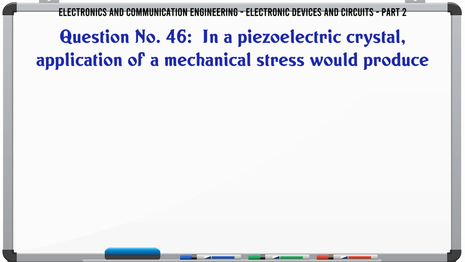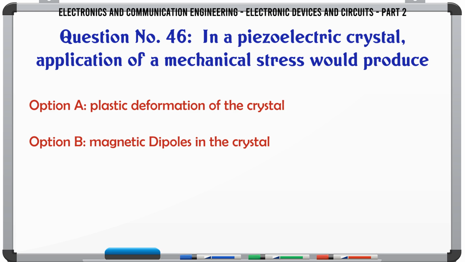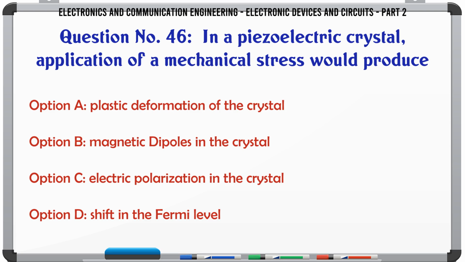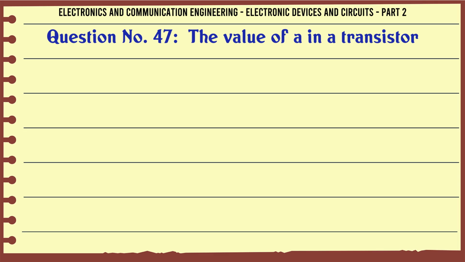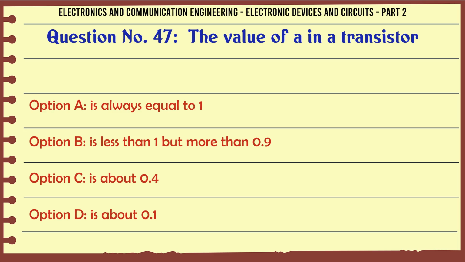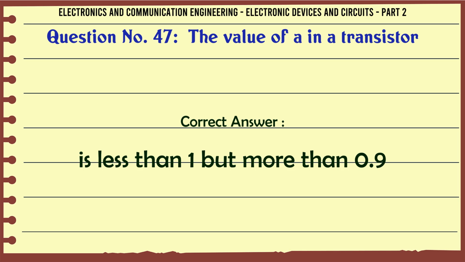In a piezoelectric crystal, application of a mechanical stress would produce: A, plastic deformation of the crystal; B, magnetic dipoles in the crystal; C, electric polarization in the crystal; D, shift in the Fermi level. The correct answer is electric polarization in the crystal. The value of alpha in a transistor: A, is always equal to 1; B, is less than 1 but more than 0.9; C, is about 0.4; D, is about 0.1. The correct answer is less than 1 but more than 0.9.